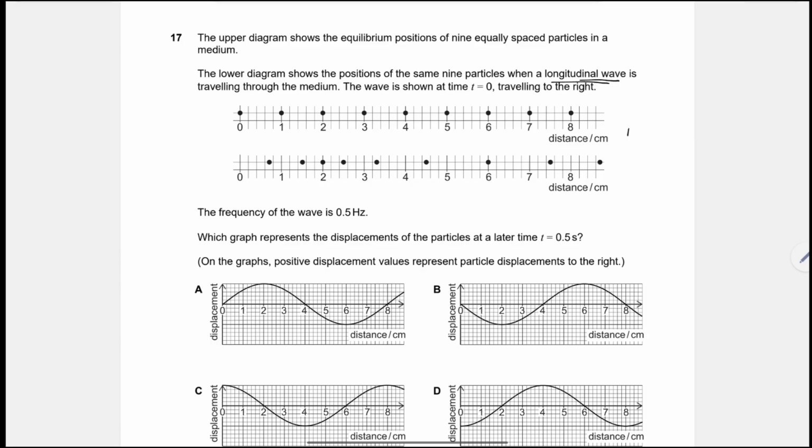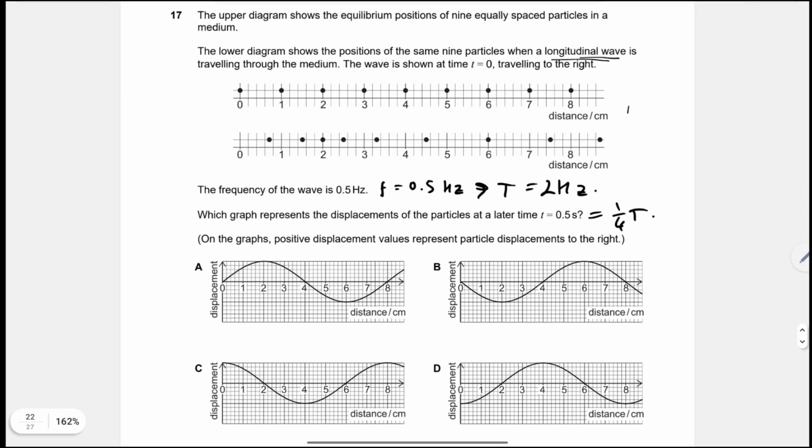The frequency of the wave is 0.5 hertz, so f equals 0.5 hertz. So that means the period T equals 2 seconds. Which graph represents the displacement of the particles at a later time t equals 0.5 seconds? We want to find what's happened after a quarter time period, basically. So let's think about what happens at t equals 0.